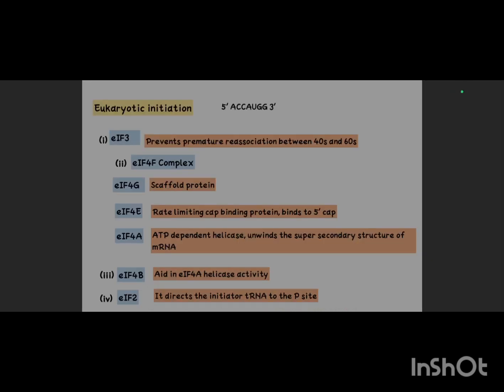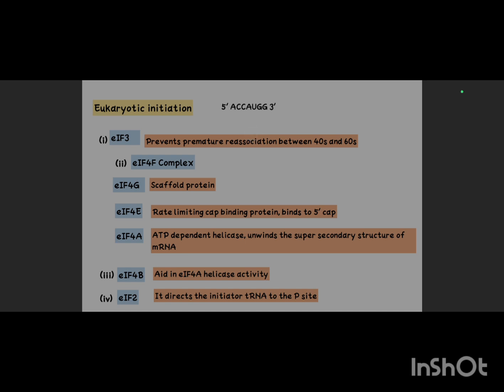So eukaryotes are higher organisms, so there are so many proteins involved in this process. It's actually very easy, but the number of proteins in case of initiation is more than in prokaryotes. Okay, so here you can see first this is the 5 prime to 3 prime Kozak sequence, ACC AUGG. First the ribosome will search for this region.